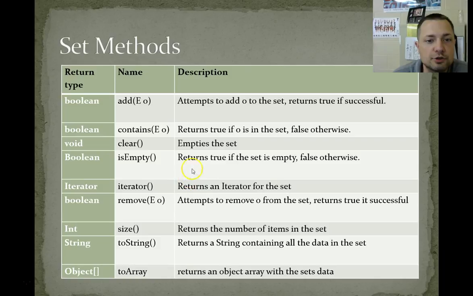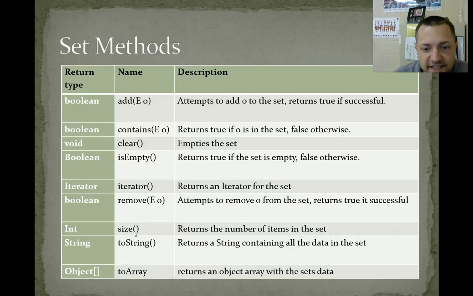Boolean contains returns true if something's in the set, false otherwise. Clear empties the set. Boolean is empty returns true if it's empty, false otherwise. Iterator gives you an iterator that allows you to navigate through the set. We'll talk about this one some more in class. Boolean remove attempts to remove the item from the set, returns true if successful. If you go to remove something and it's there, you can remove it and then return true. If it's not in the set, you can't remove it because it's not there.